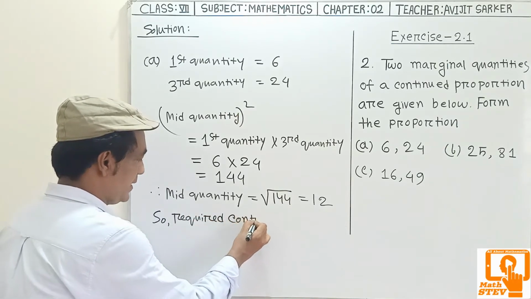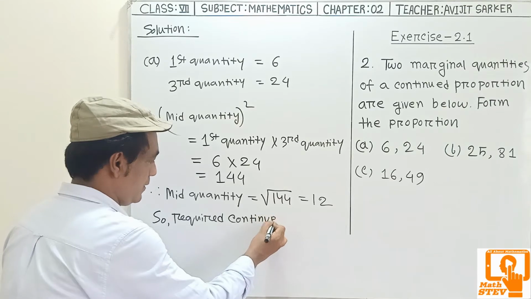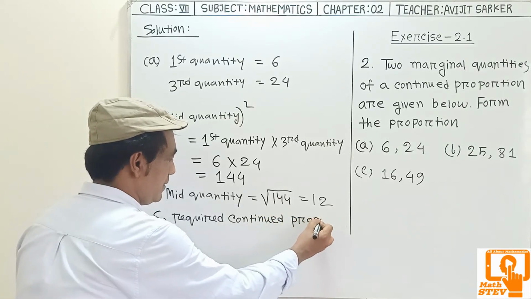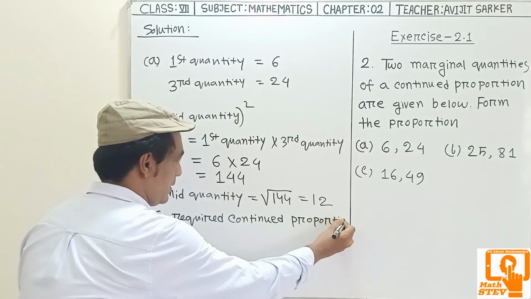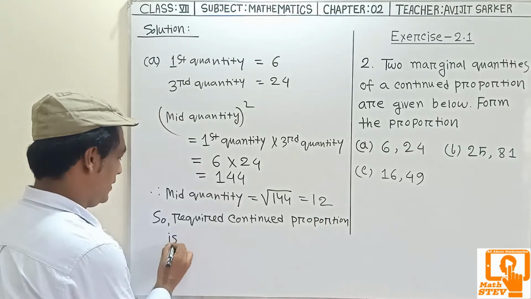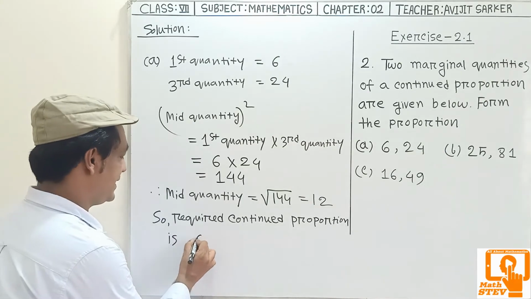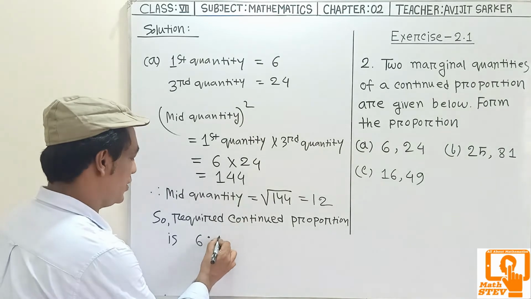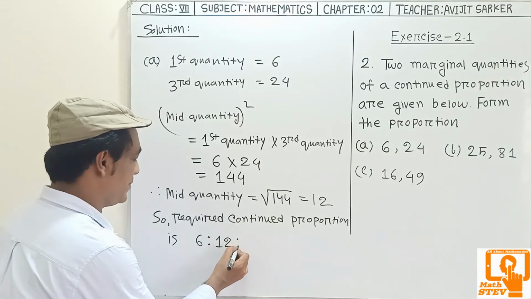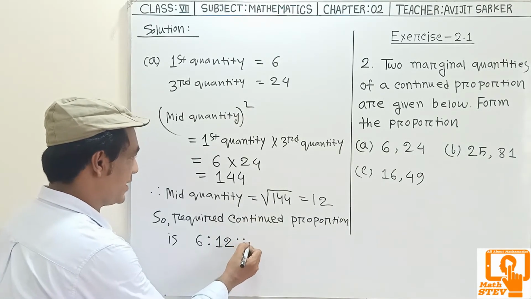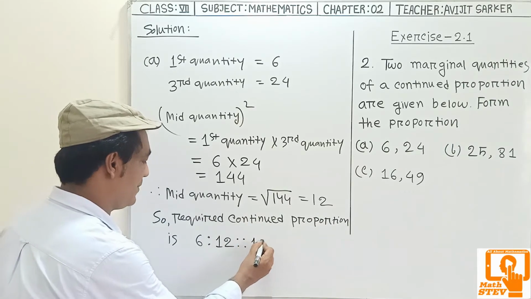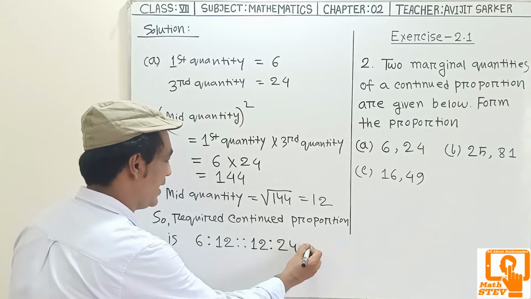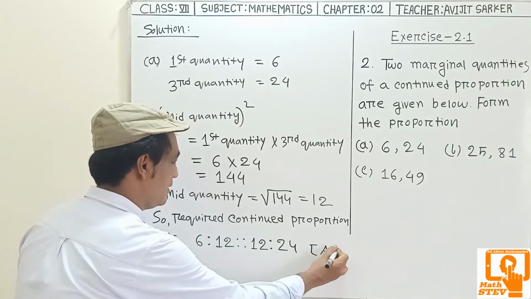So the required continued proportion is first quantity 6 ratio second quantity, mid quantity, 12, proportion symbol, second quantity, mid quantity, 12, ratio third quantity 24, and this is the answer.